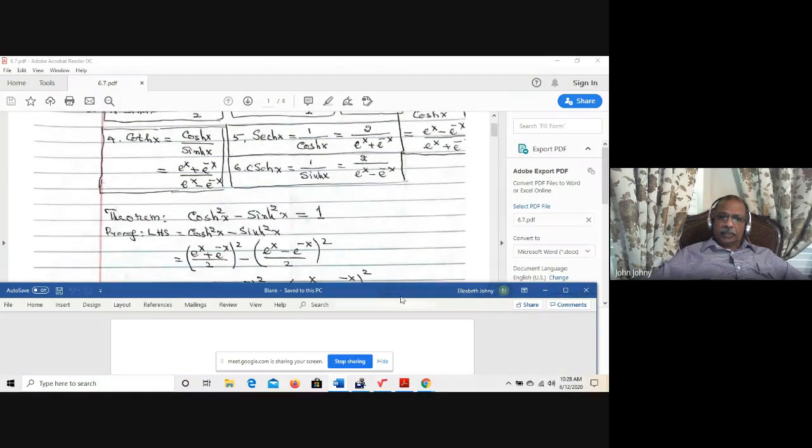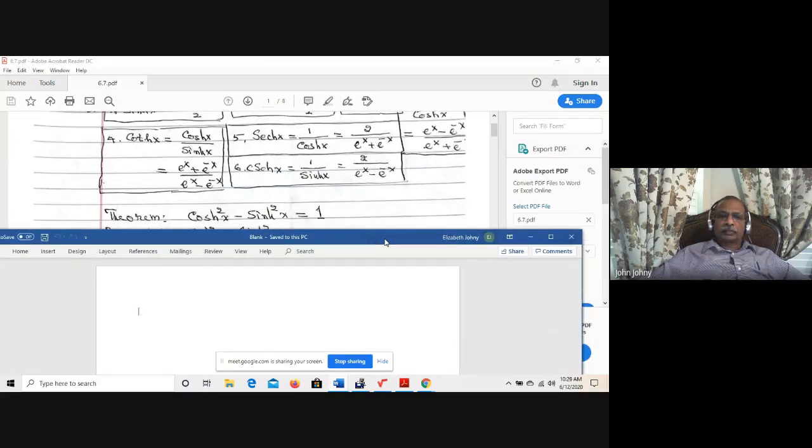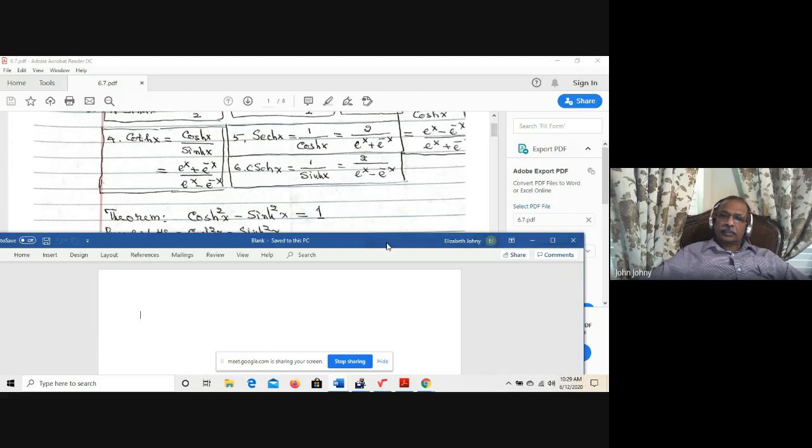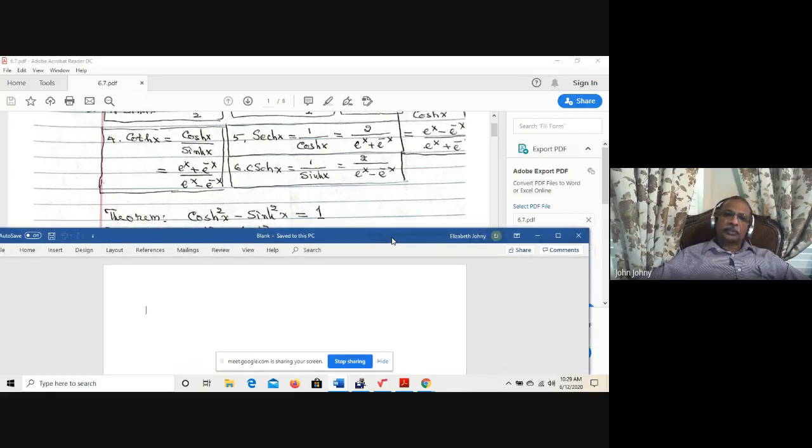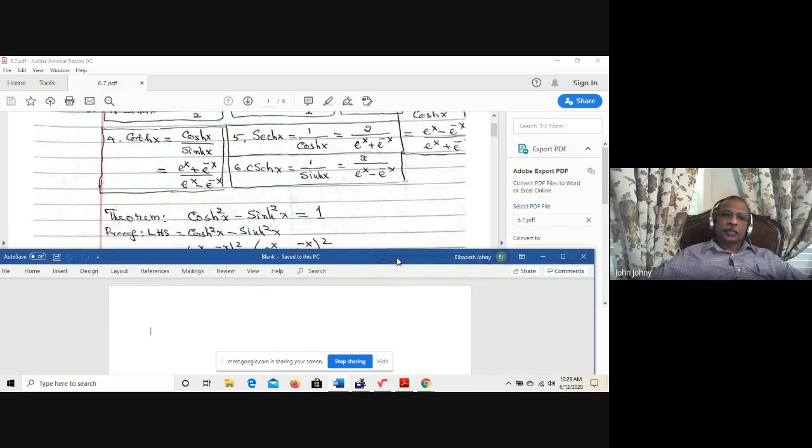Theorem. The first theorem is cosh square x minus sinh square x is equal to 1. There is a corresponding trigonometric identity, which is cos square x plus sin square x is equal to 1. Here it is minus. Proof.